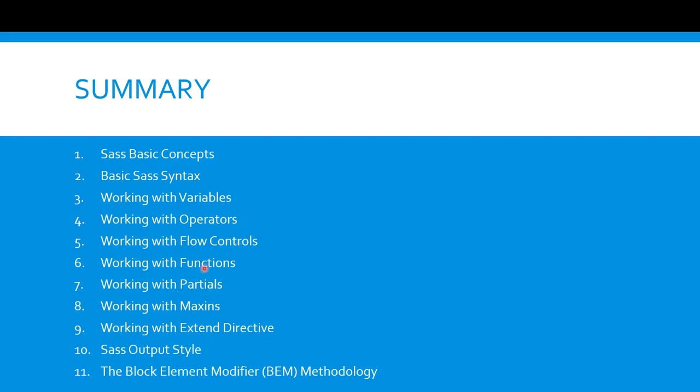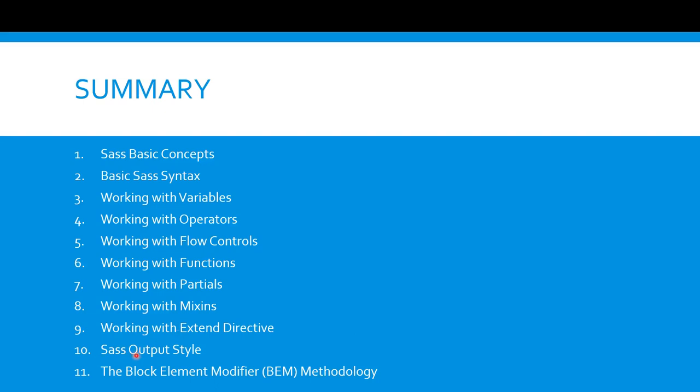Then we looked at working with Sass functions. Then we talked about working with partials. Then we talked about working with mixins. This is mixins, not maxing. Let me just make the correction straight away. Working with mixins. Then we looked at working with extend directives, where I mentioned that the extend directive essentially allows us to extract style object properties or declarations that are common between style objects, put them in a common style object, and then use extend to share that particular content of the style object.